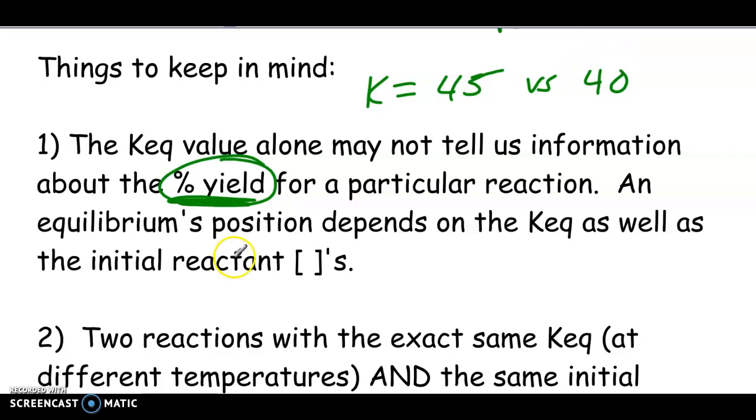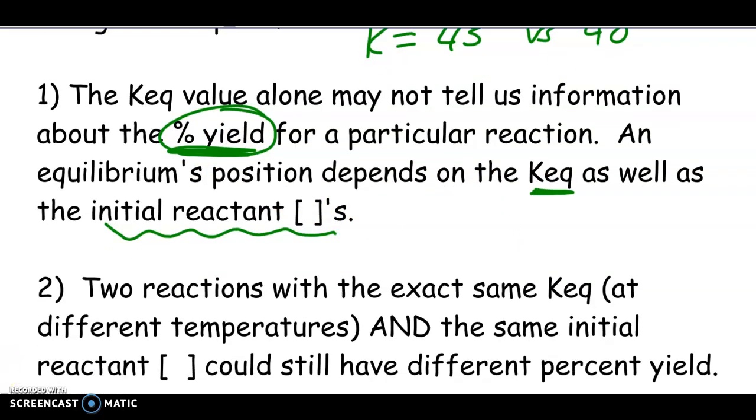An equilibrium's position will depend on the K value as well as the concentration of your initial reactants, which should make sense. Your percent yield for the reaction is going to be unchanged, but the concentrations that you begin with will change the concentrations of your products. So if you have 30% yield, your 30% of different concentrations will give different product numbers, even though your percent yield is the same.